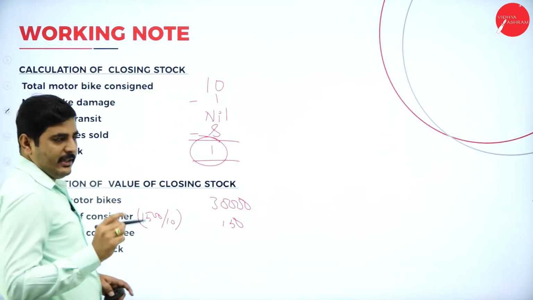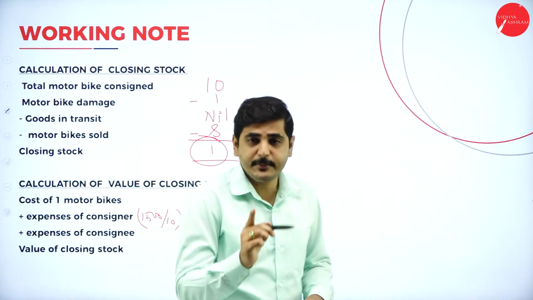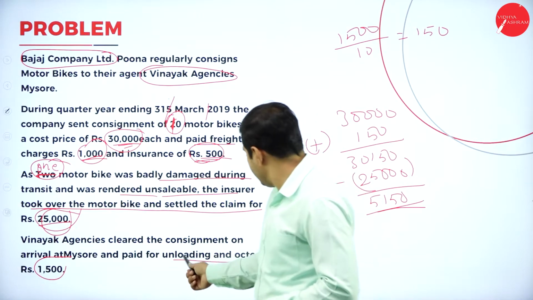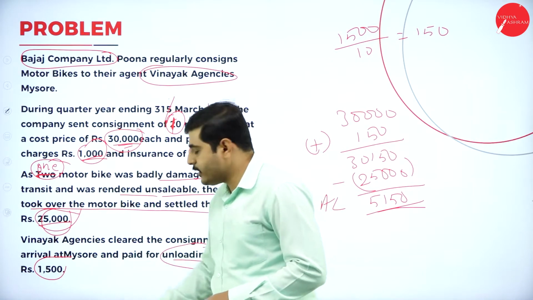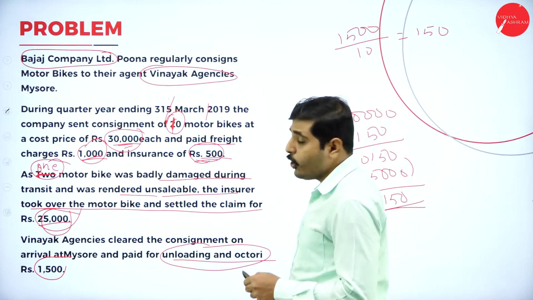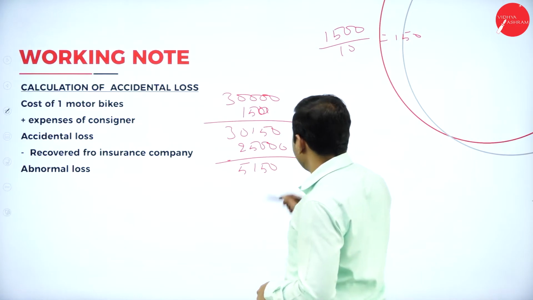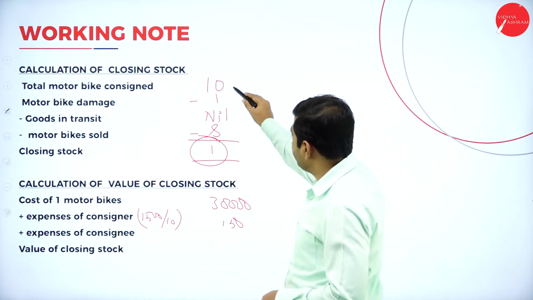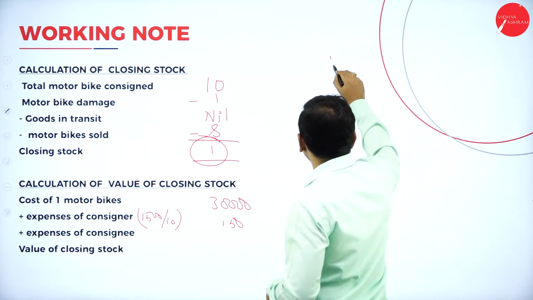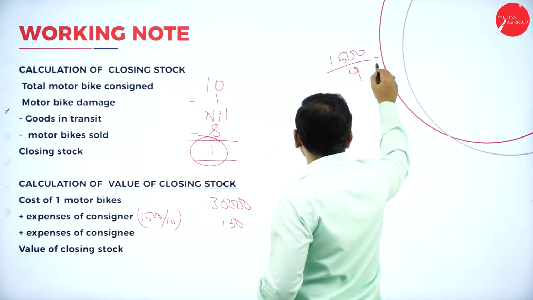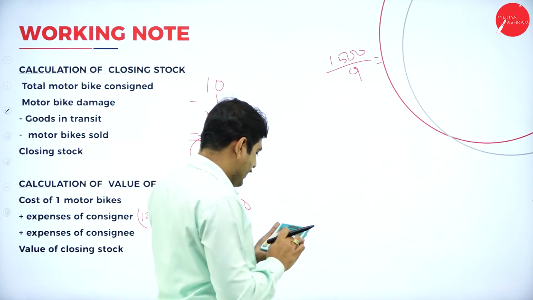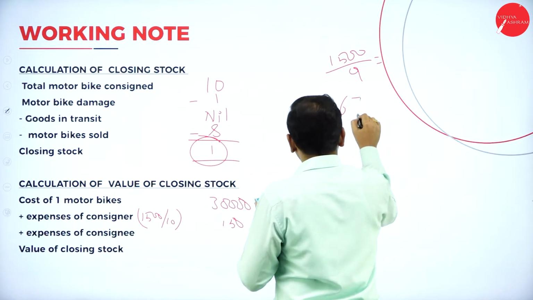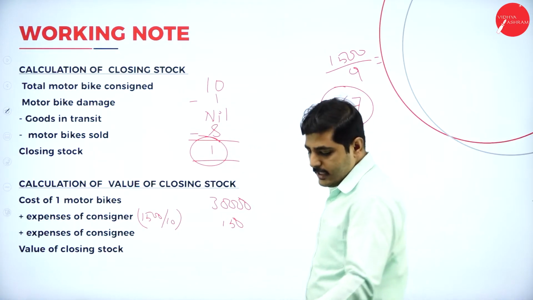The expense of consignee: while calculating closing stock, we should take only direct expenses. What are direct expenses? All the indirect expenses we should not take. So he has paid unloading and octroi charges of 1,500. For how many motorbikes? Here I will calculate. He received only how many motorbikes? Out of 10, he received only 9 motorbikes, isn't it? So 1,500 divided by 9 motorbikes he has received. How much do you get? 1,500 divided by 9 equals 106.67. So the per motorbike charge is 106.67.